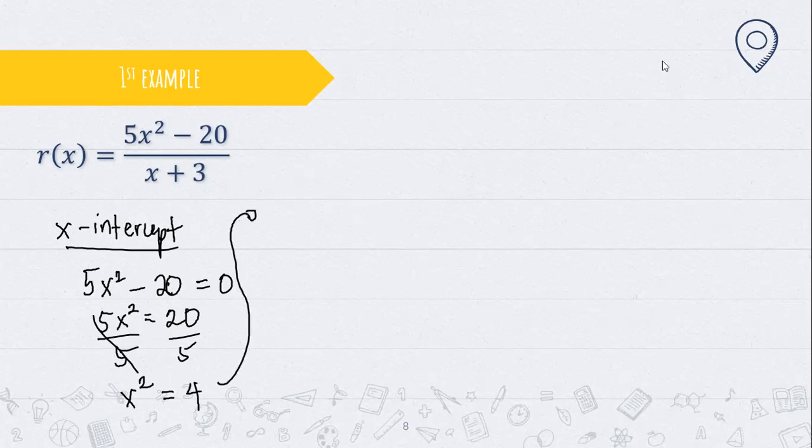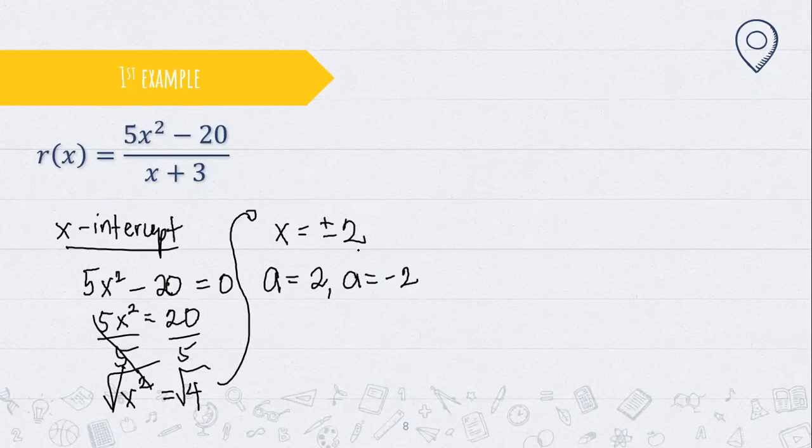Okay. And then, square root both sides. So, cancel yung squared and square root. So, square root ng 4 is 2. So, yung x natin is positive, negative 2. Okay? Positive, negative 2 kasi class, di ba? Pag in-square natin si negative 2, 4 din naman. Ngayon, class, ang x-intercept natin is A, positive 2, and negative 2. Dalawa. A is 2 and A is negative 2. Or pwede rin A is equal to positive, negative 2.